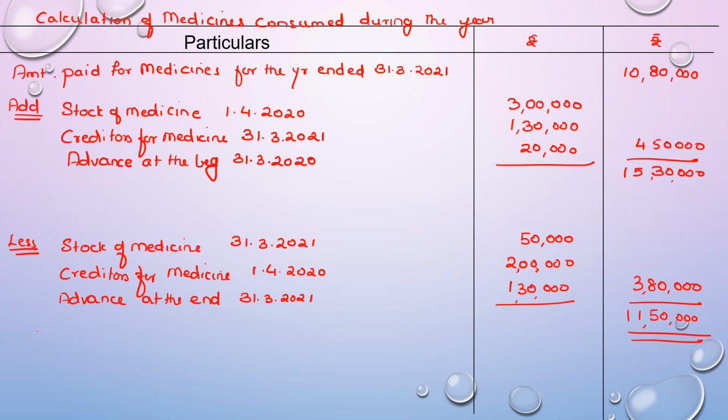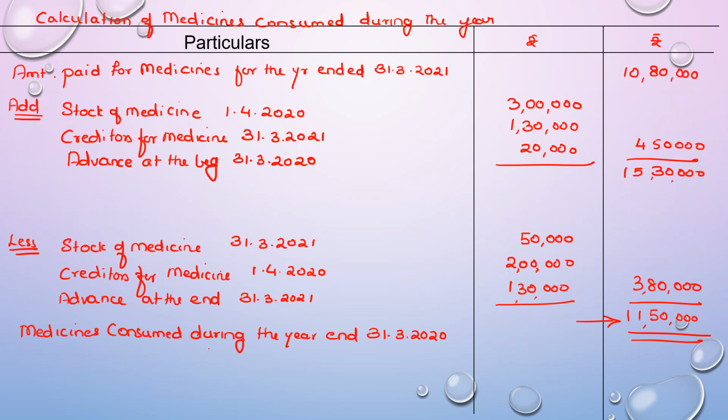So this is the medicines consumed during the year ended 31st March 2021. So this is the item which would be found on the debit side of your income and expenditure account as medicine consumed. So I hope it is clear.